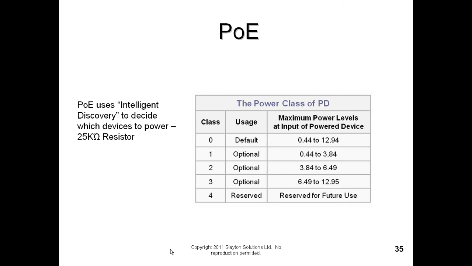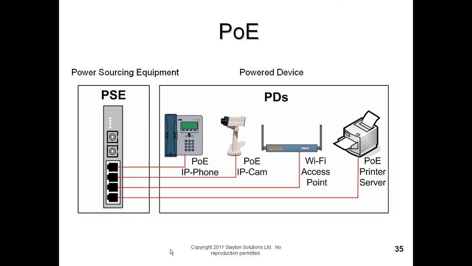When you plug that device into the switch port, the PoE power will start to be applied, and the PoE power sourcing device is looking for a 25K resistor at the other end. If it sees the 25K resistor, then it says, you're a PoE device, I'm going to give you the availability, and here you see the classes of availability in 802.3af, up to 12.95 watts of power.